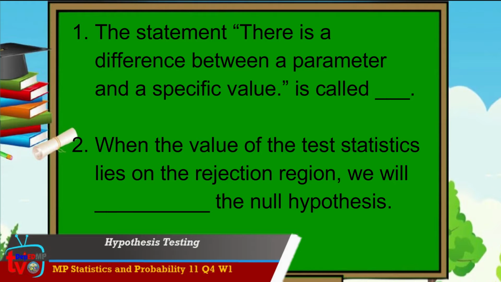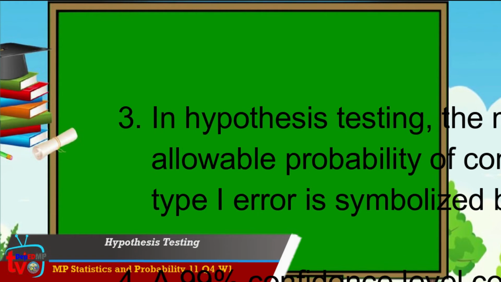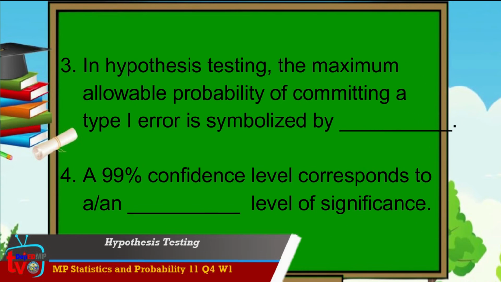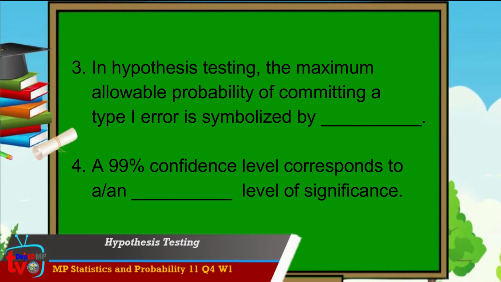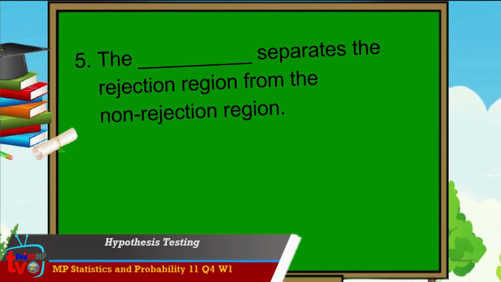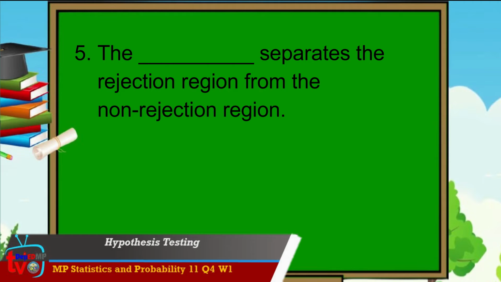Number 2. When the value of the test statistics lies on the rejection region, we will blank the null hypothesis. Number 3. In hypothesis testing, the maximum allowable probability of committing a type 1 error is symbolized by blank. Number 4. A 99% confidence level corresponds to a blank level of significance. Number 5. The blank separates the rejection region from the non-rejection region.